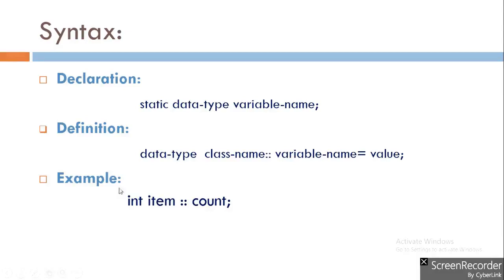Here is the example of defining a static data member outside a class. See, int is the data type of static data member count, and it is declared in an item class. So it is written here int item scope resolution count. So we can say this is the way how we can define our static data member.